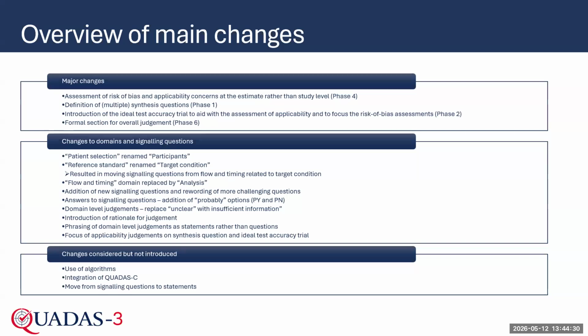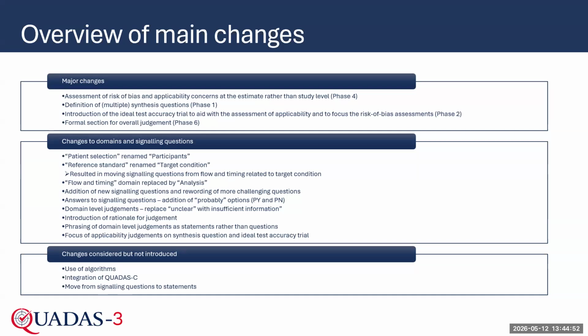Domain level judgments, actually I didn't mention this earlier, but we had unclear as well for both the answer to the signalling questions and the domain level judgments in QUADAS 2. We've replaced this with insufficient information, so that pushing towards a judgment unless there really isn't enough information to make that judgment, not just because you can't decide on the information that's there, which often happened with the unclear judgment.